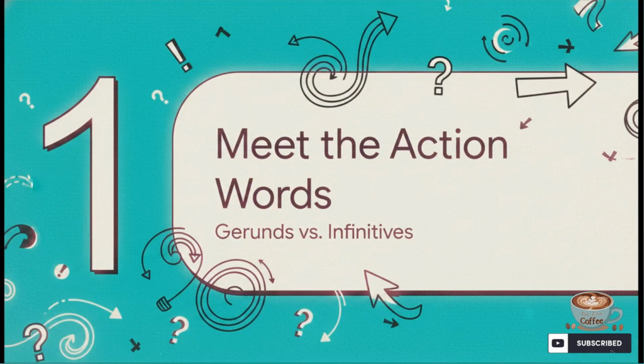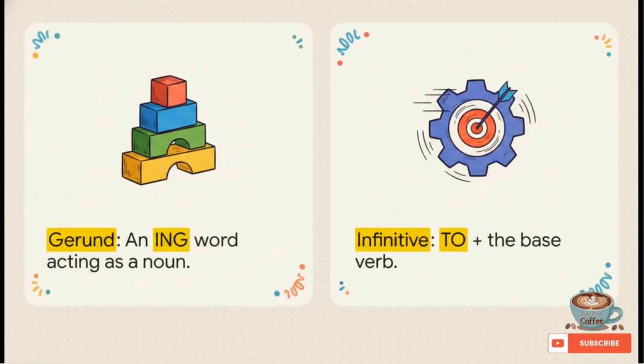Section 1. Meet the tricky action words. Okay, so the absolutely crucial first step is understanding what these words actually are in plain English. A gerund is literally just an ing word that is acting as a noun. It simply names an activity, like sleeping or running. An infinitive is just the word to plus the base action word, to sleep or to run. And that's it. No complex jargon needed.